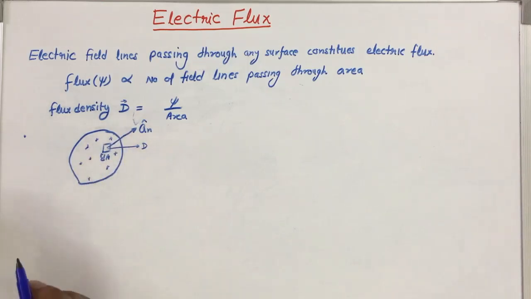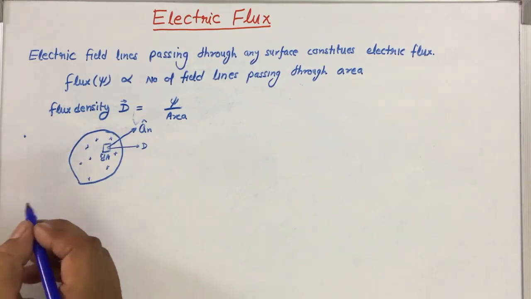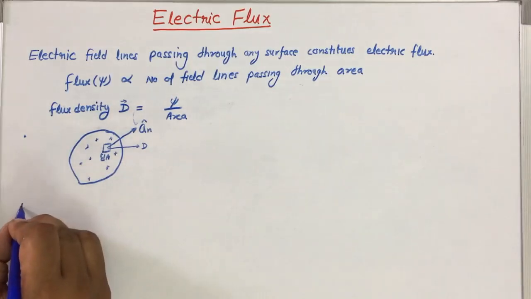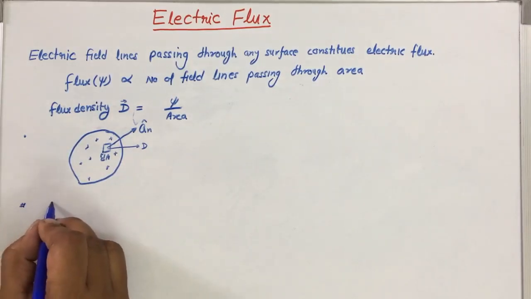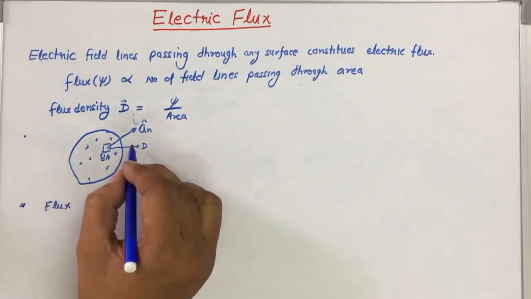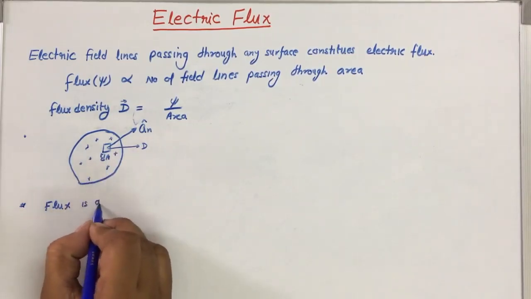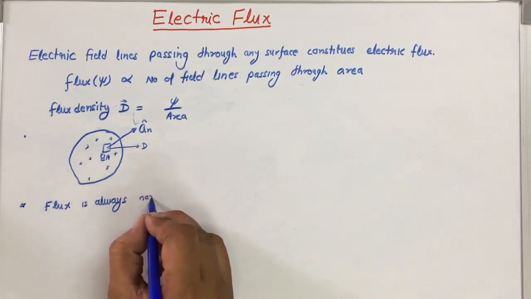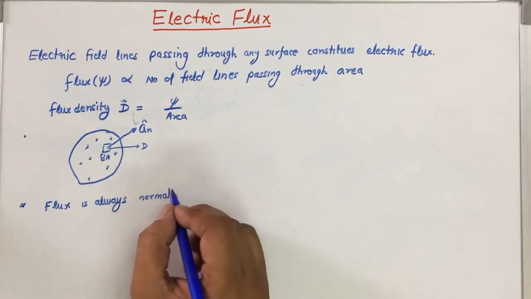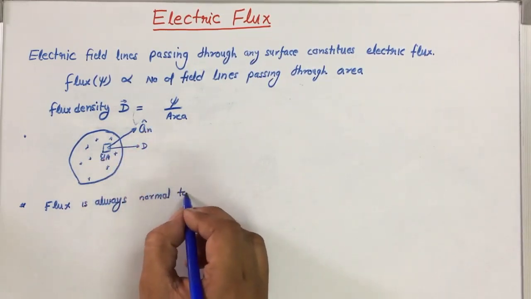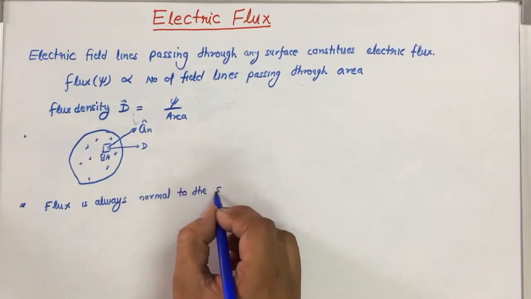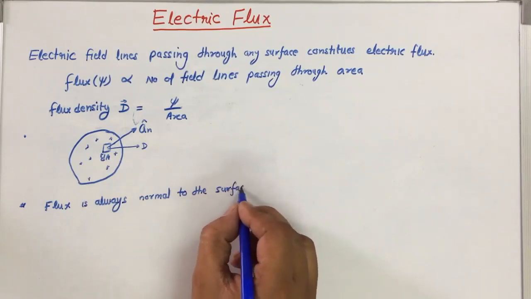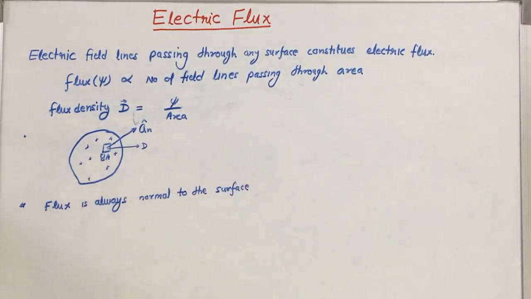So the first point we can write from here is that flux is always normal to the surface. Normal to the surface means in the direction of the area, because the area vector is always normal to the surface, outwards. So the first point should be clear from here.